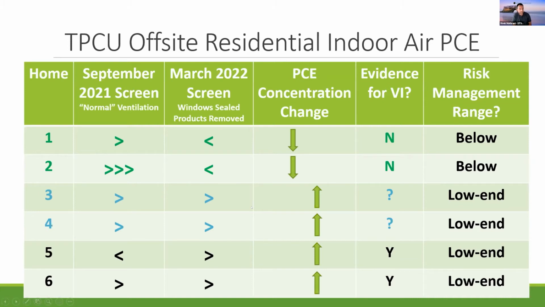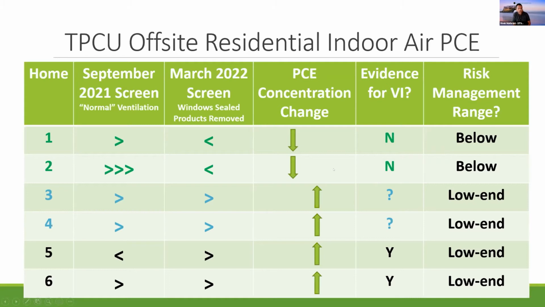Moving on to the March 2022 sampling event, very cognizant of what we saw in September 2021, the windows were sealed to remove the influence of outdoor air diluting indoor air concentrations. And also consumer products that were suspected to have PCE were removed from the homes. That led to a decrease in indoor air PCE concentrations in 2 of the homes. And those decreases led to concentrations below our residential indoor air screening levels. So that provided a line of evidence that vapor intrusion was not occurring.